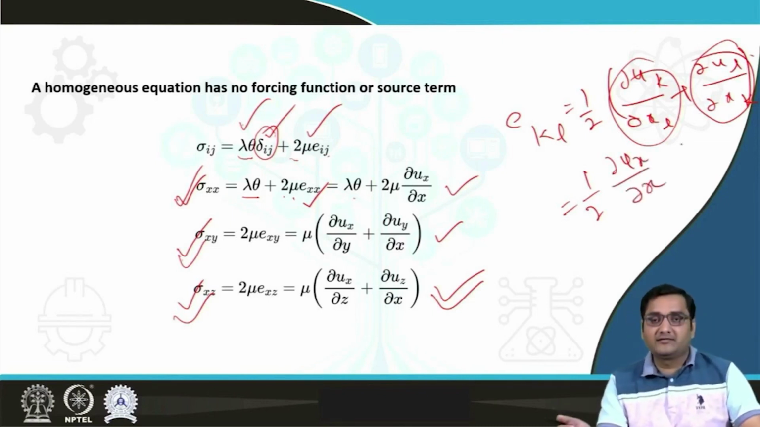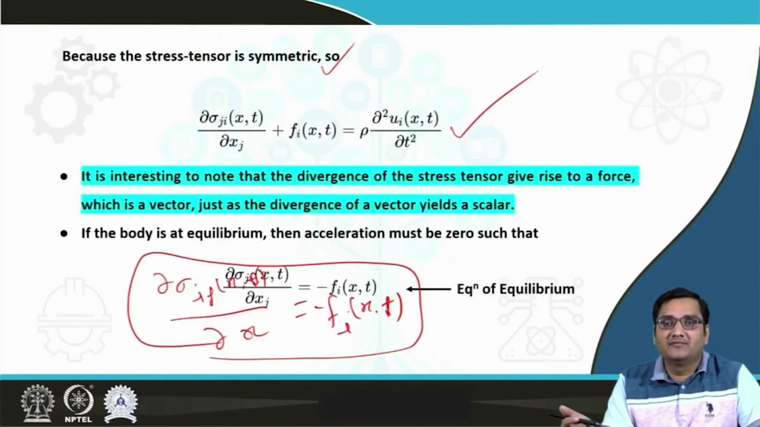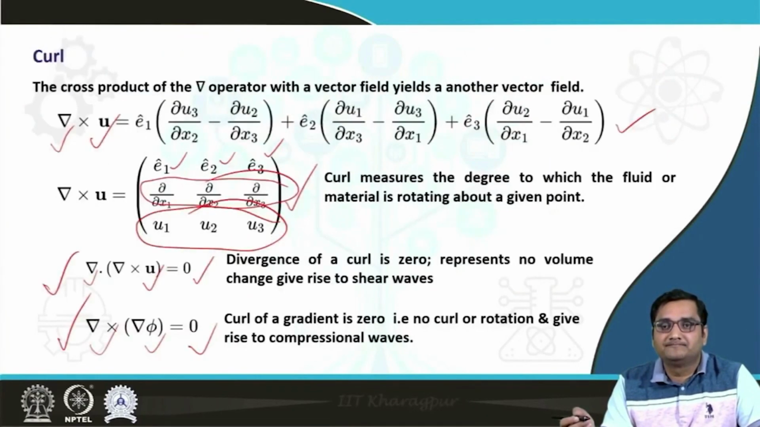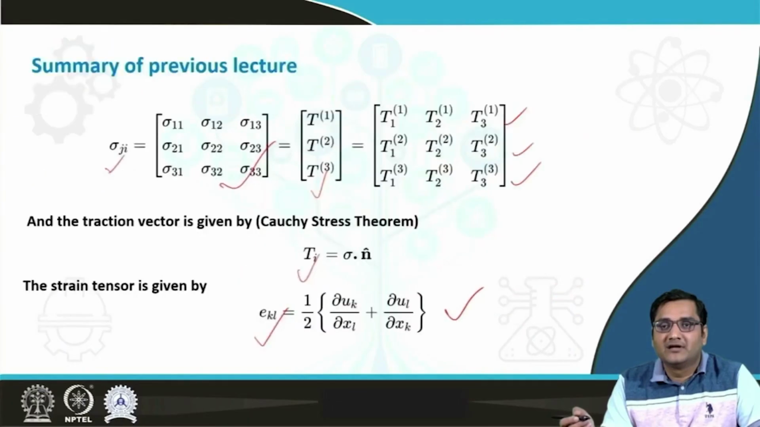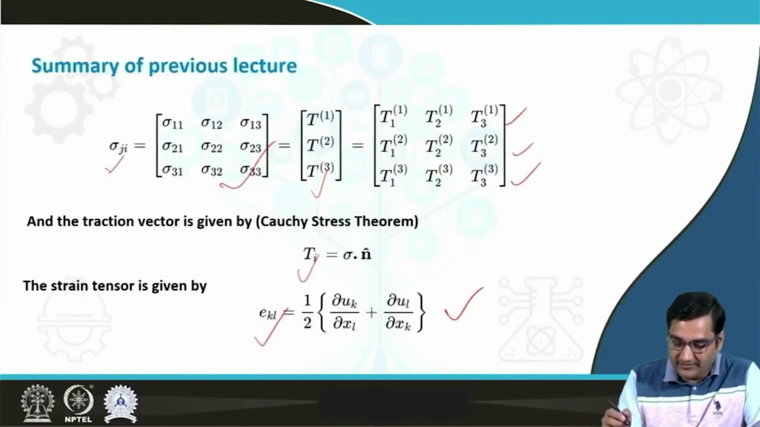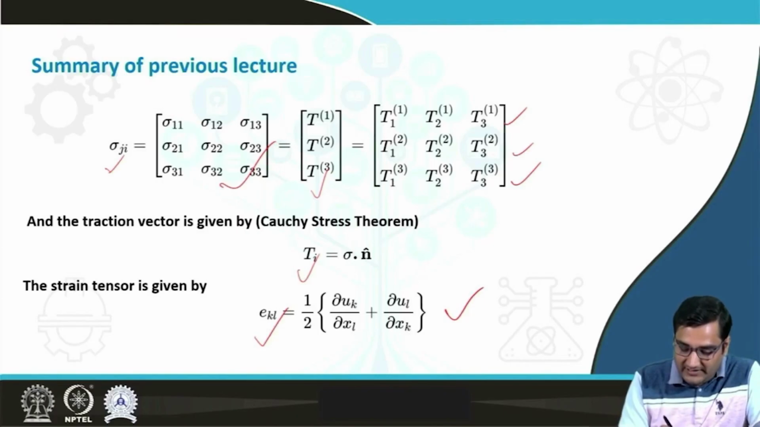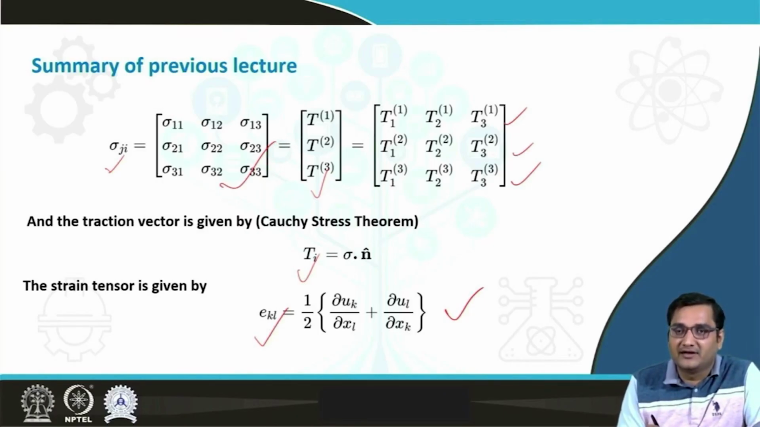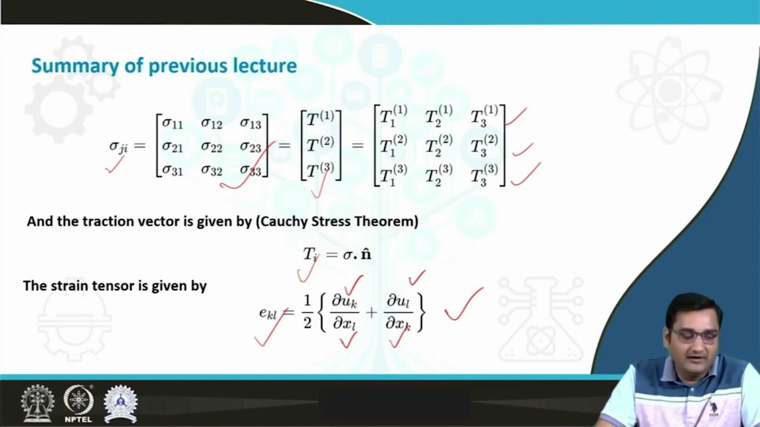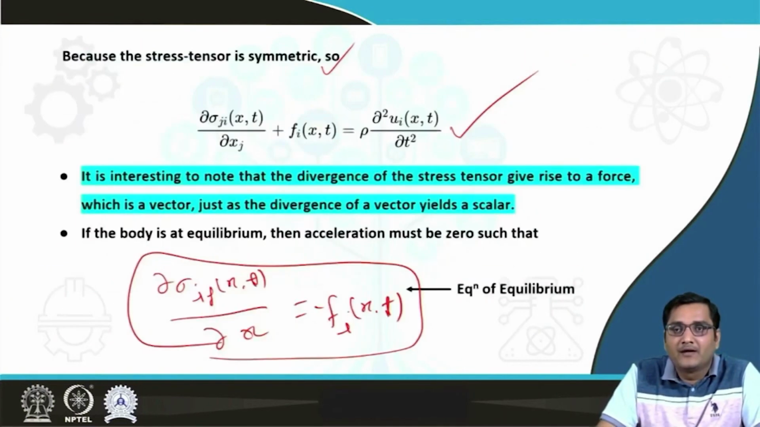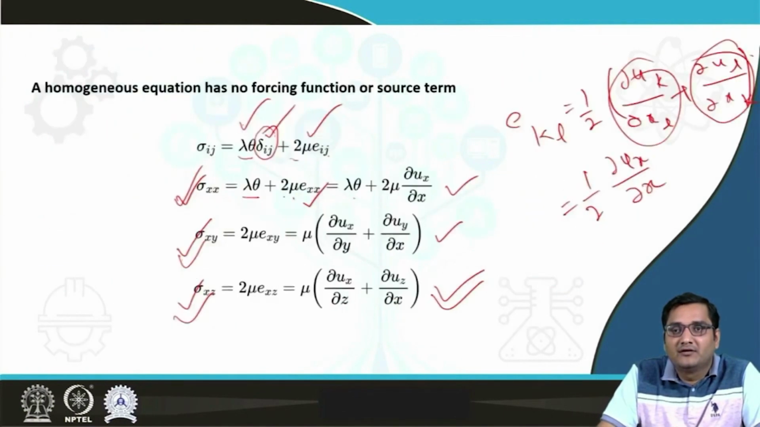If you look at the formula that we have just shown you, here is the formula. What we have seen in this formula is e kl is equal to half of ∂uk/∂xl plus ∂ul/∂xk. When we say both indices are x, you are talking about the term ∂ux/∂x plus ∂ux/∂x, so that will basically turn it into this particular term.